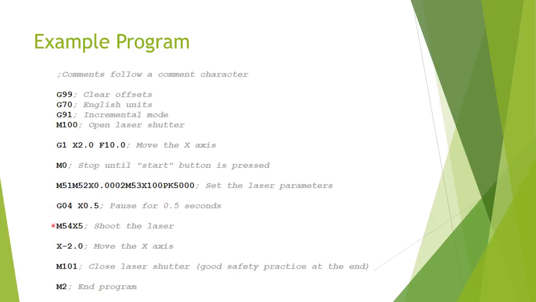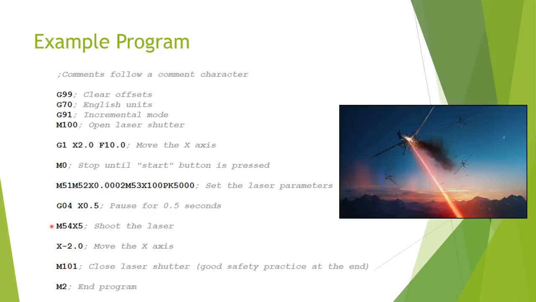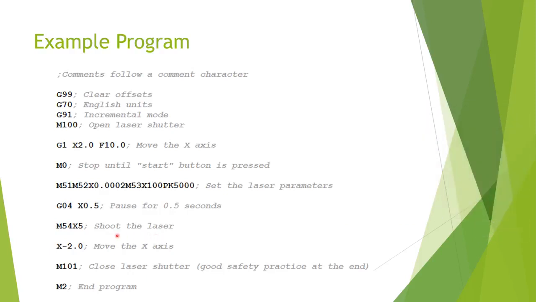After the pause is over, the M54 command will execute, which in this case will fire a group of 5 laser pulses because of the X5. Again, the X just has to be there. And no, it's not a weaponized laser, though that would be awesome. After we've shot our 5 laser pulses, we see an X minus 2.0, and that's it. In this case, a G01 is assumed, as is whatever feed rate we were using last, which would still be 10 inches per minute. This is just a shorthand form of our initial move command, but this time we're moving 2 inches in the opposite direction, back to where we started.